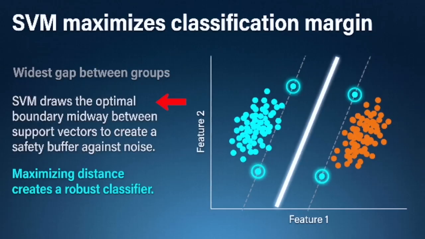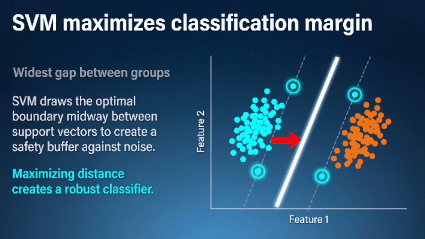Support vector machine, SVM, is a supervised machine learning algorithm used for classification tasks. Its main objective is to maximize the classification margin by finding the widest possible gap between different classes. SVM identifies the optimal decision boundary, hyperplane, by placing it midway between the support vectors, which are the closest data points from each class. This maximum margin approach creates a safety buffer between the classes, making the classifier more robust to noise and improving its ability to generalize to unseen data.